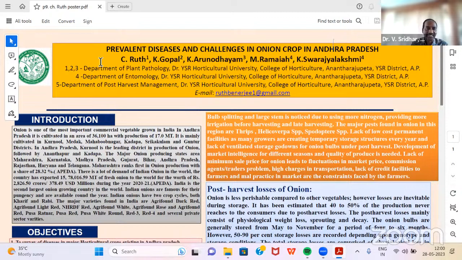This year particularly, the price is very pathetic. Even in Maharashtra, they sold at 3-4 rupees also. Yes, sir.